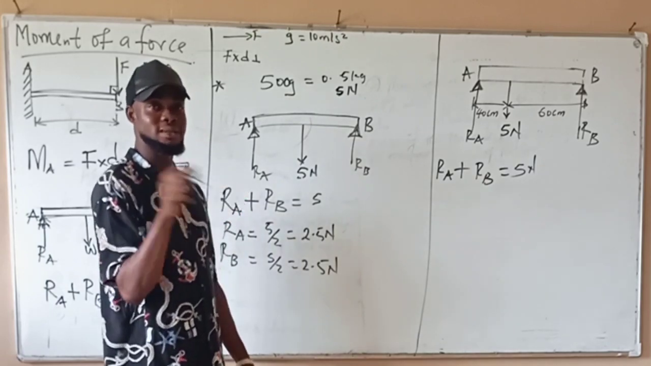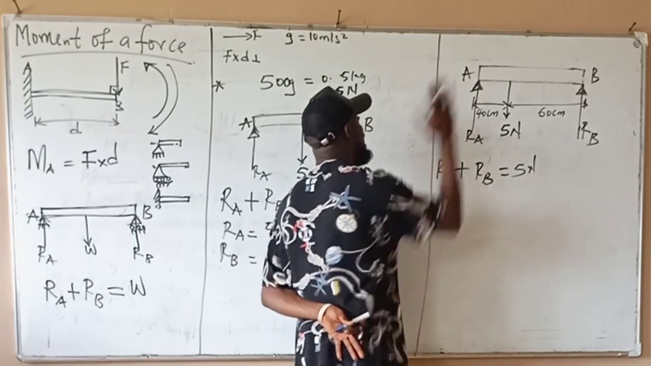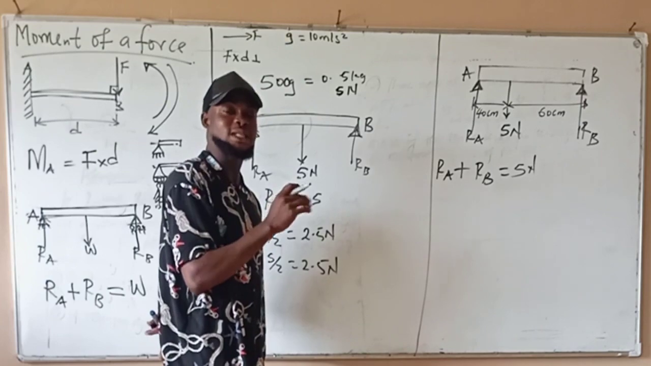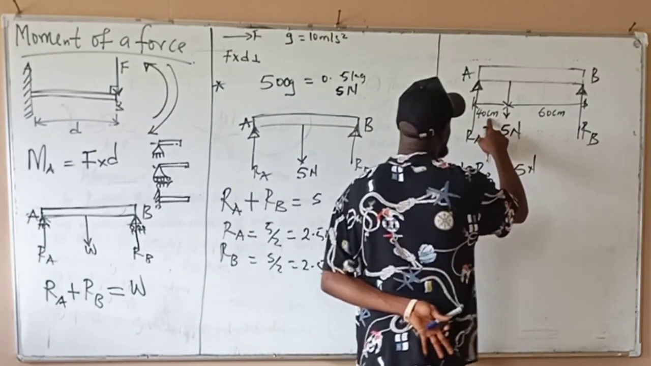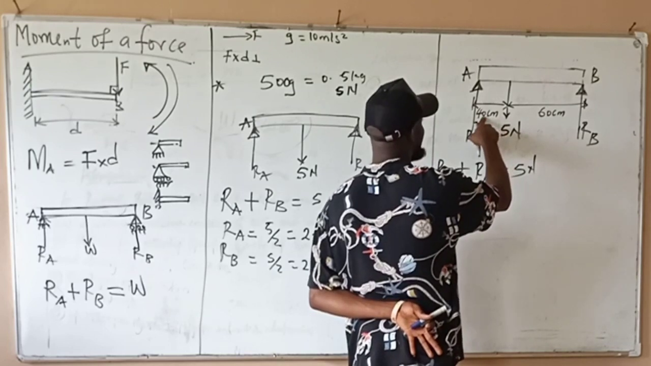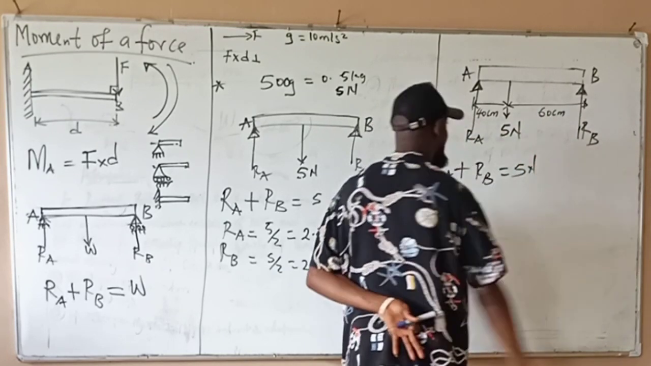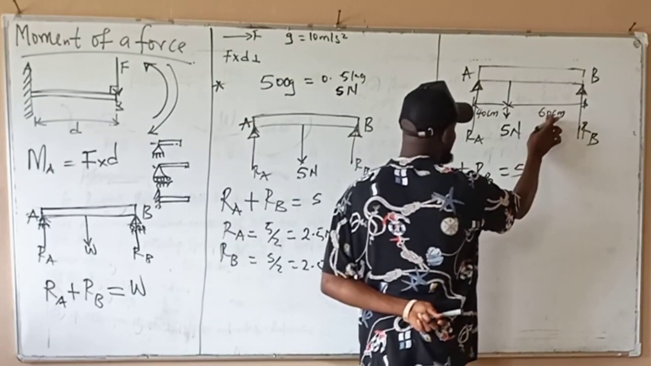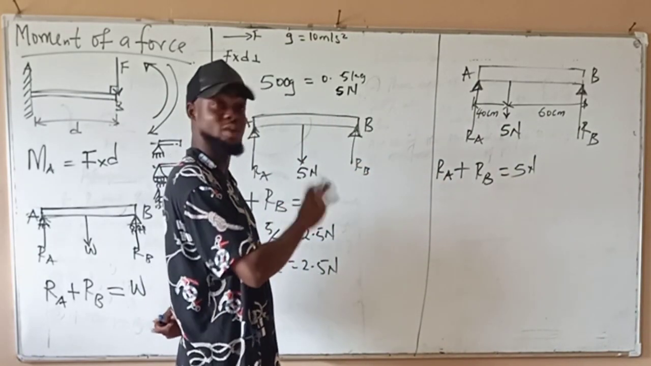How do you take moment? Look at how to take moment. The moment is force times perpendicular distance. Force times what? Perpendicular distance. So this one over there is 40 cm, that is 0.4 meters, and 60 cm, that is 0.6 meters. This one is 0.6 and 0.4. That's what I'm going to be using here. I'm going to use meters.